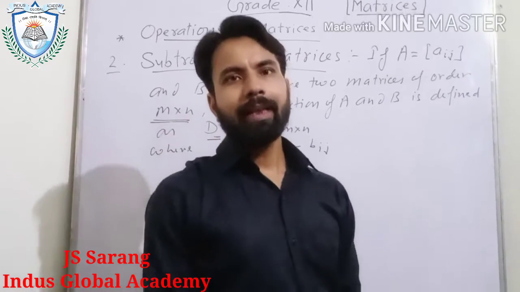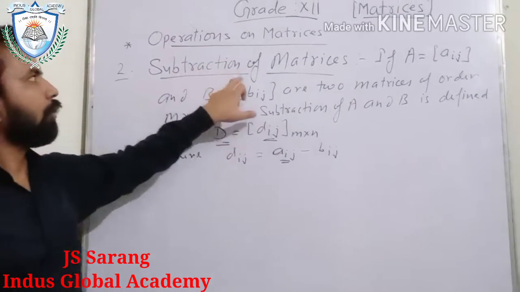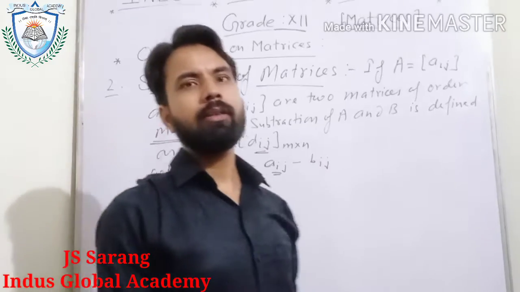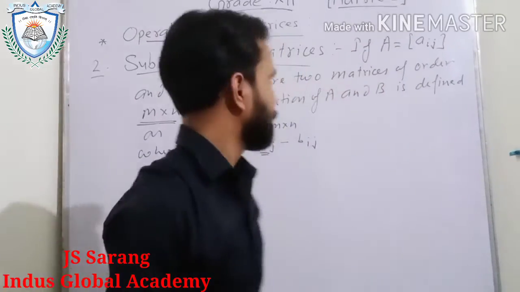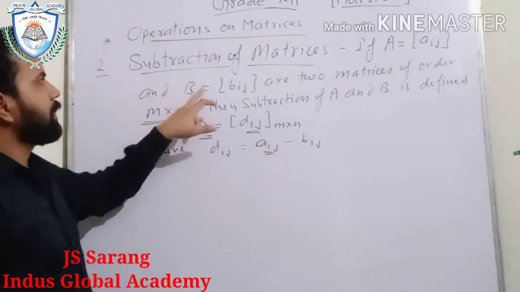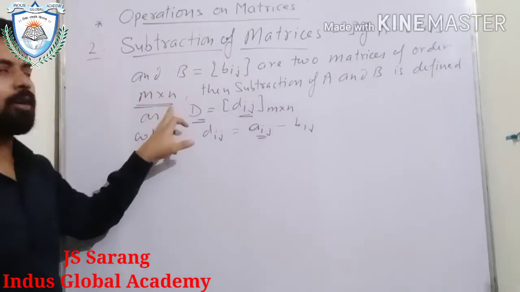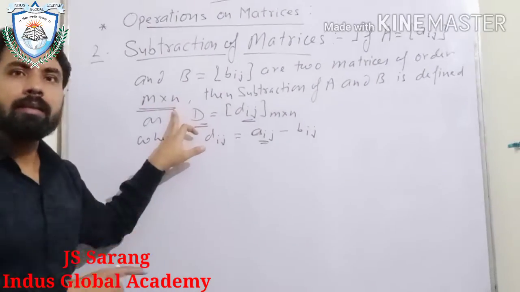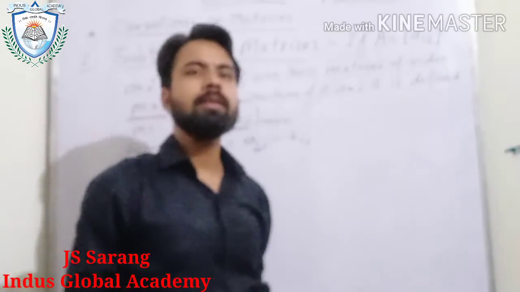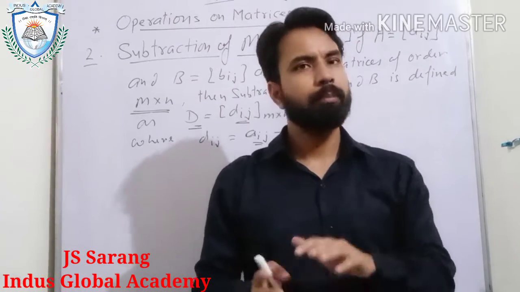Now the second operation on matrices is subtraction of matrices, which is the same as addition of matrices. Let's say A equals Aij and B equals Bij are two matrices of order m cross n. As with addition, the order of the matrices should be the same; only then can we find the subtraction of matrices.